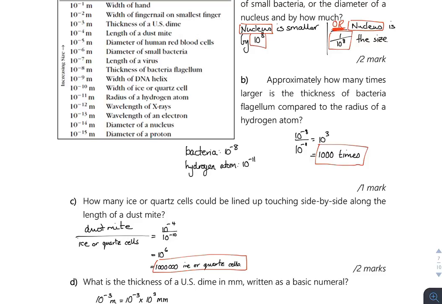So marks there, 1 for the answer and 1 for some kind of working. So 10 to the negative 4 divided by 10 to the negative 2 would be working. If you did negative 4 plus minus negative 10, that would be working. So you could do it using orders of magnitude. Just any kind of working for that would give you an extra mark.